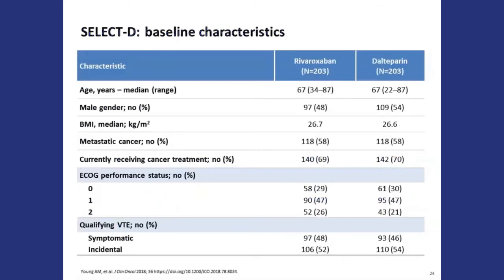If we take a look at the baseline characteristics of this trial, again, very similar, split between the two arms, so nothing really exciting in terms of an unbalanced trial. As I mentioned earlier, the incidental blood clots were included in this. The SELECT-D trial had 50% of their initial clots as incidental PE. The Hokusai trial, I don't think it showed up on the slide, but about 30% of patients had an incidental clot as their initiating event.